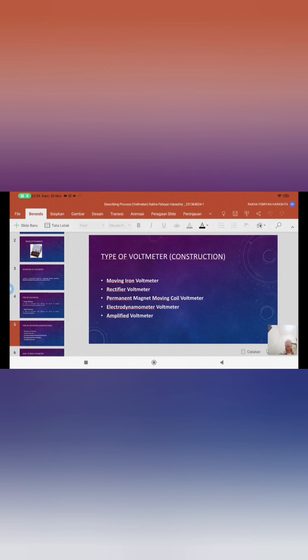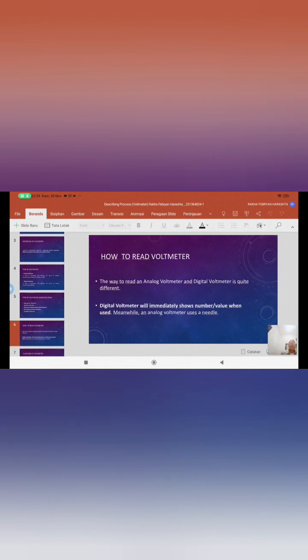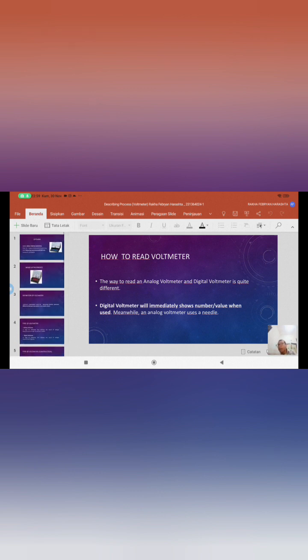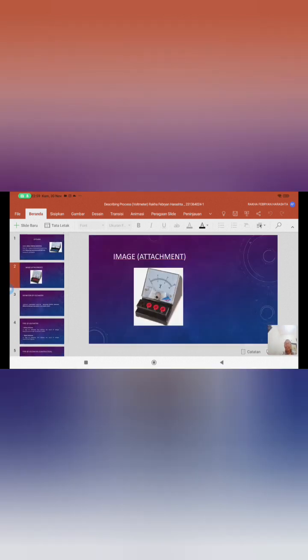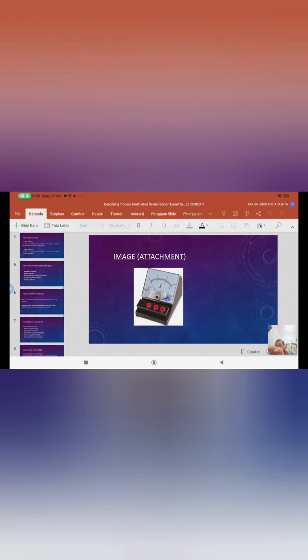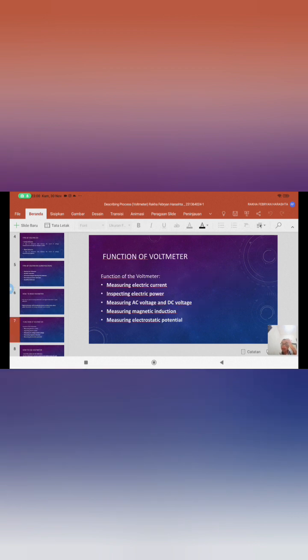Now let's turn to how to read the voltmeter. The way to read an analog voltmeter and a digital voltmeter is quite different. The digital voltmeter will immediately show the number value when used. Meanwhile, an analog voltmeter uses a needle, like in this image of an analog voltmeter.